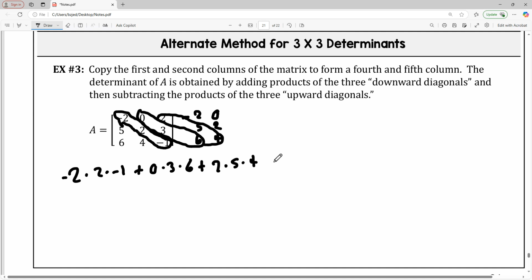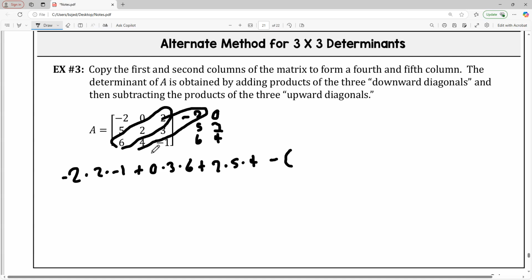Then we are now going to subtract all the upward diagonals. So I'm going to erase these circles here, and hopefully you can see what I was, oops, didn't mean to erase that number. It was a 2. We are now going to subtract all the upward diagonals. So for example, I'm going to have 6, 4, 3, and negative 2. And I'm going to have negative 1, 5, and 0.